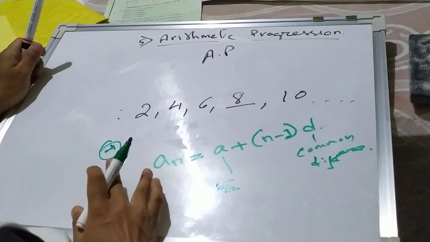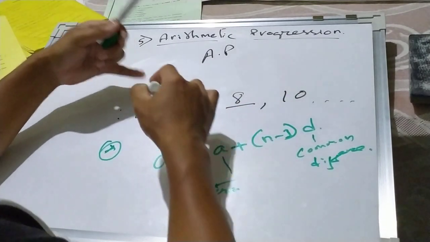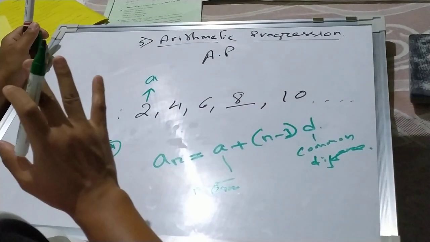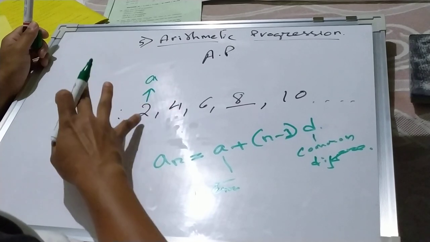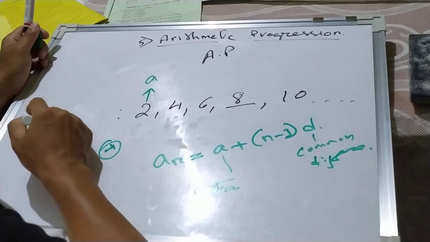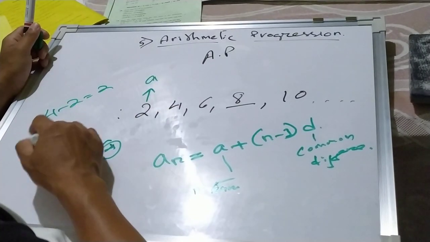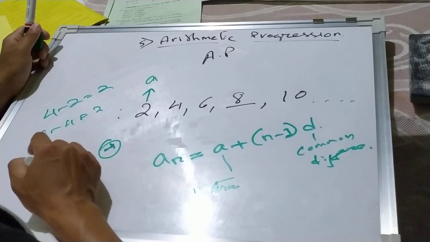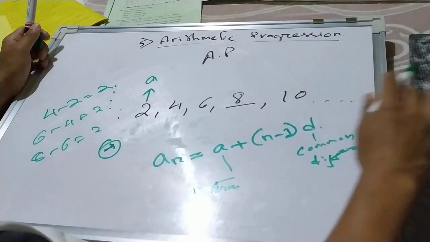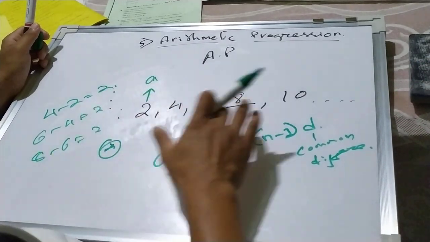In the formula a_n equals a plus (n minus 1) d, a is the first number. And d is found by subtracting: second number minus first number, third number minus second number. For example, 4 minus 2 is 2, 6 minus 4 is 2, 8 minus 6 is 2. So you are getting 2, 2, 2, 2. That means the common difference d is 2, and the a value is 2 in this case.